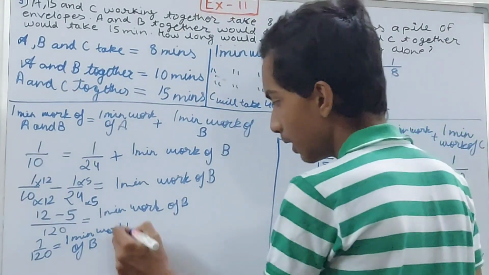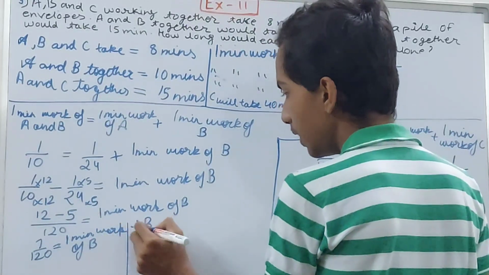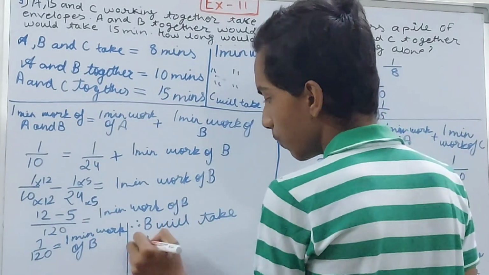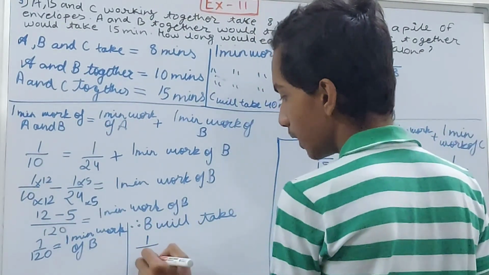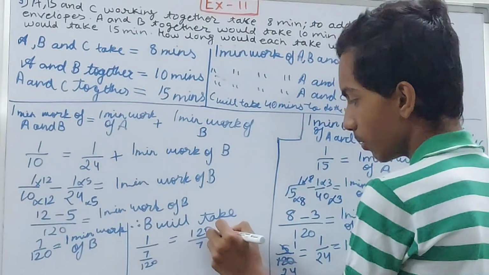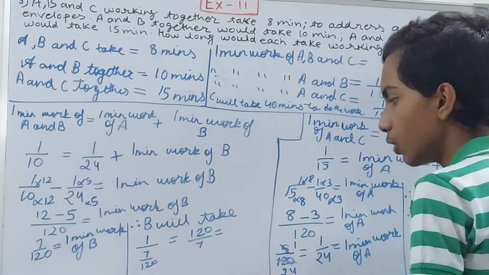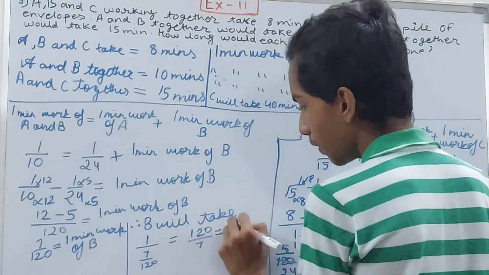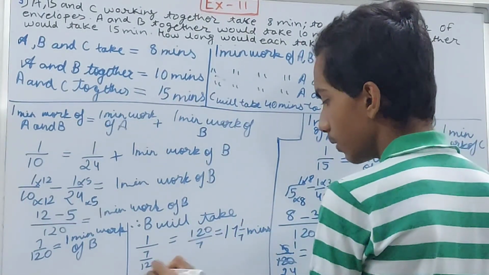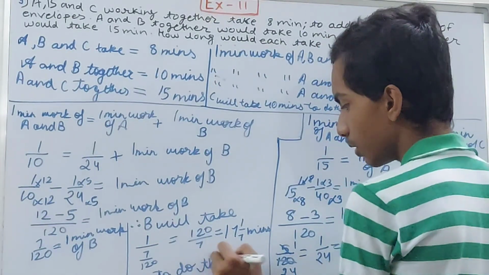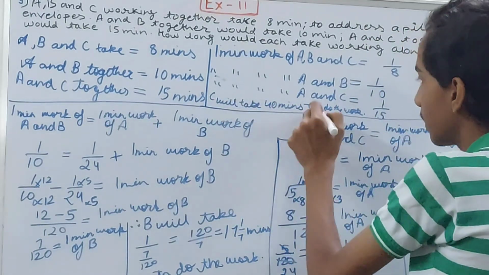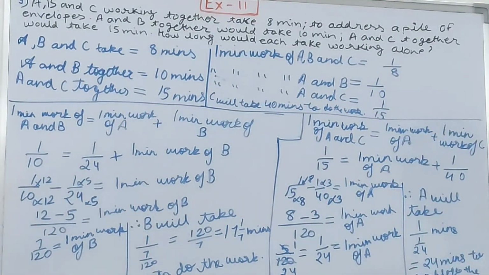Now what next I want? Therefore B will take 1 upon 7 by 120, that is 120 by 7 minutes. Okay, or this you can convert into mixed fraction, that would be better. 17 whole 1 by 7 minutes to do the work, right? And that becomes your final answer. For B also we've calculated, here also I've calculated for C, and here for A.